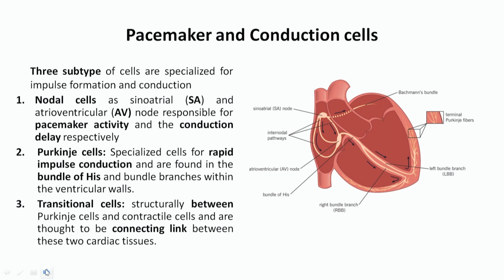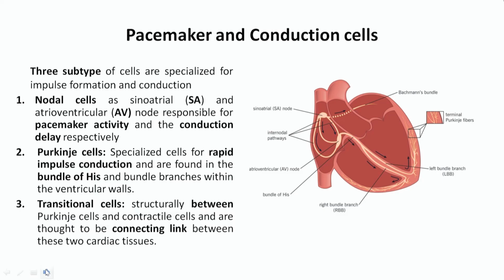So this is why these Purkinje cells have rapid transmission of impulse, because these Purkinje cells have the highest number of gap junctions, and because of the presence of the highest number of gap junctions, these Purkinje cells are able to transmit impulse much faster compared to the other cells.